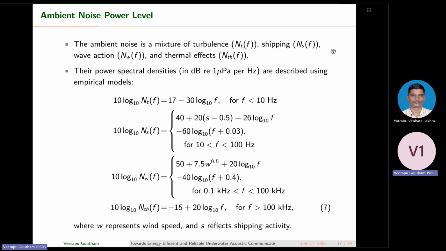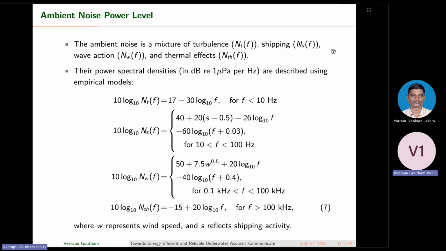Now we will discuss the third component, that is ambient power noise. On the receiver side, there are some environmental noises available. These are a mixture of turbulence noise, shipping noise, wave noise, and thermal noise. These formulas are empirical formulas. Again, they are based on experimental results, and based on the results they framed these equations.